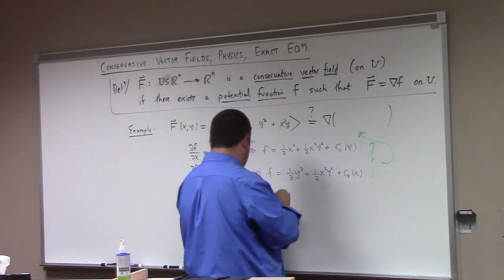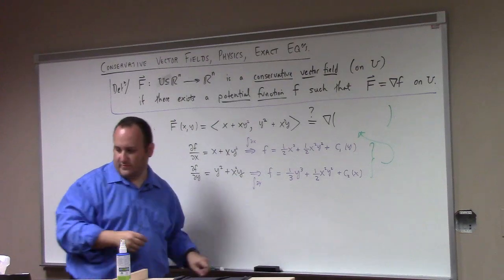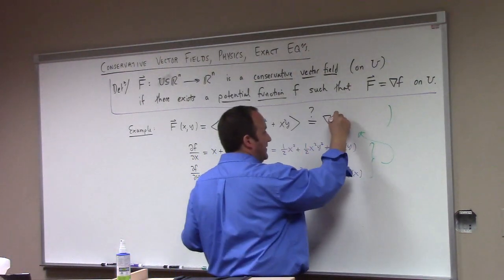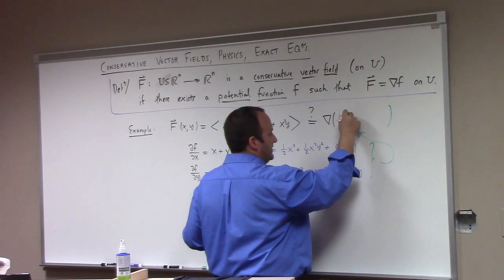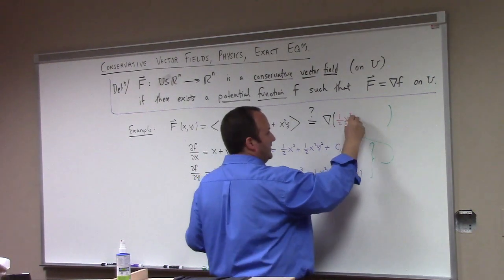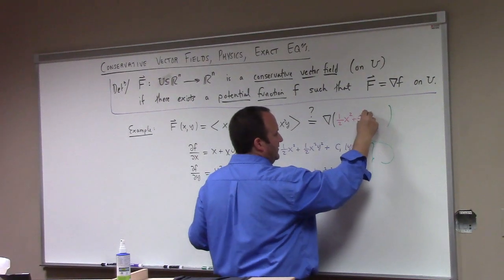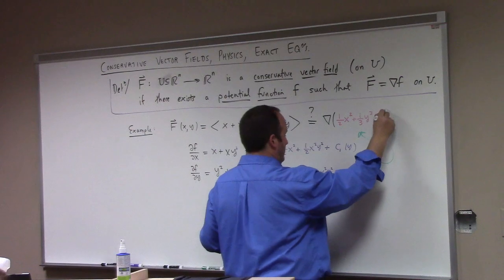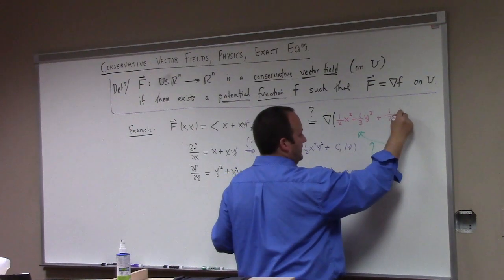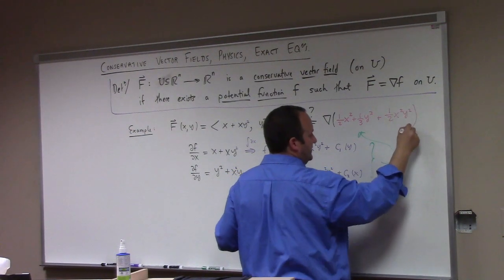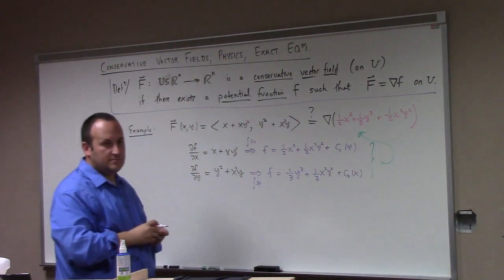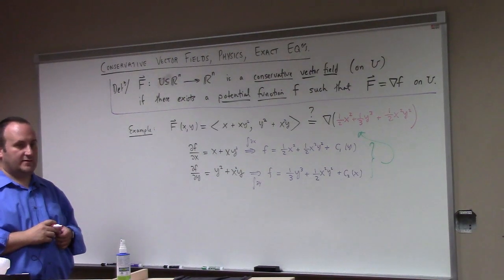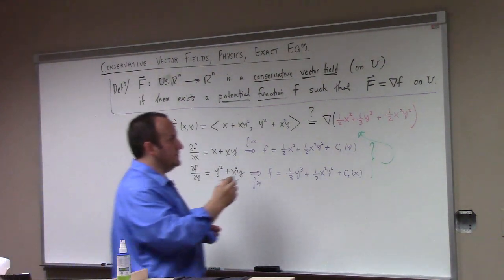Apparently, I need to remember not to use that green marker. It won't show up. I need a 1/2 x squared. Oh, this is worthless. Plus a 1/3 y cubed, right? And then what else? A 1/2 x squared y squared. And that'll do it, right? You could add a constant if you like, but what I just wrote in red is a potential function for this vector field.